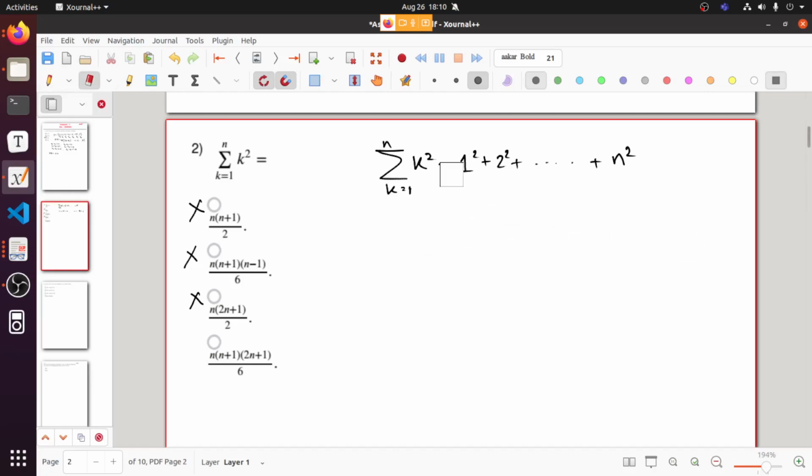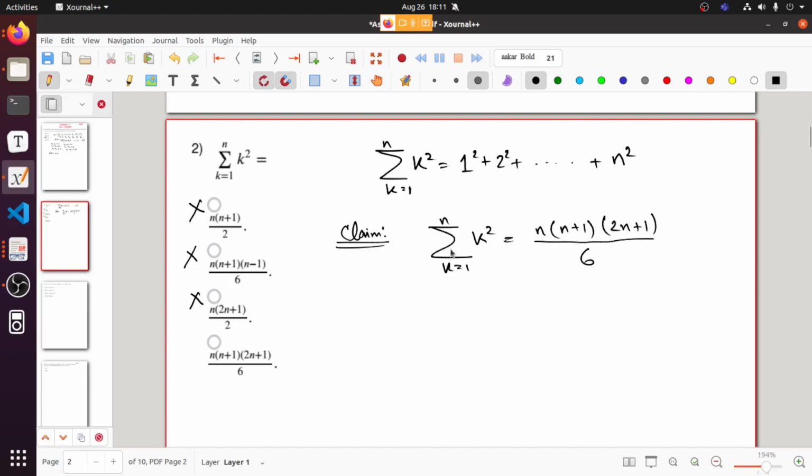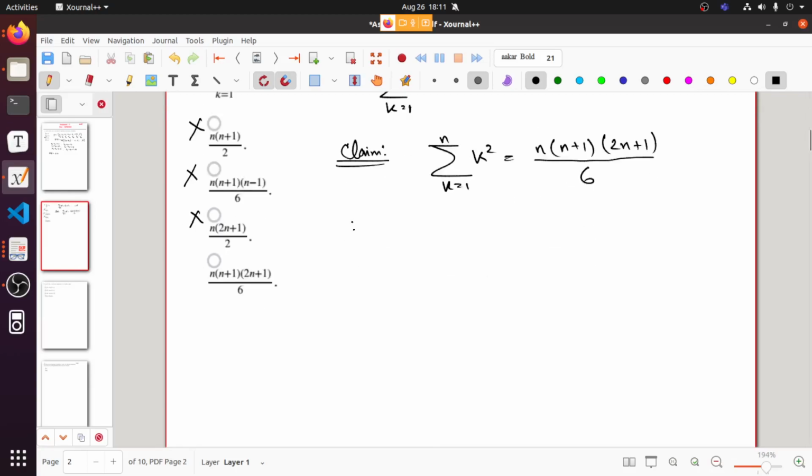So we will prove that in fact this sum is n into n plus 1 into 2n plus 1 by 6. So the claim is: the summation of k square, k equals 1 to n, is given by n into n plus 1 into 2n plus 1 by 6. We will prove this by induction.